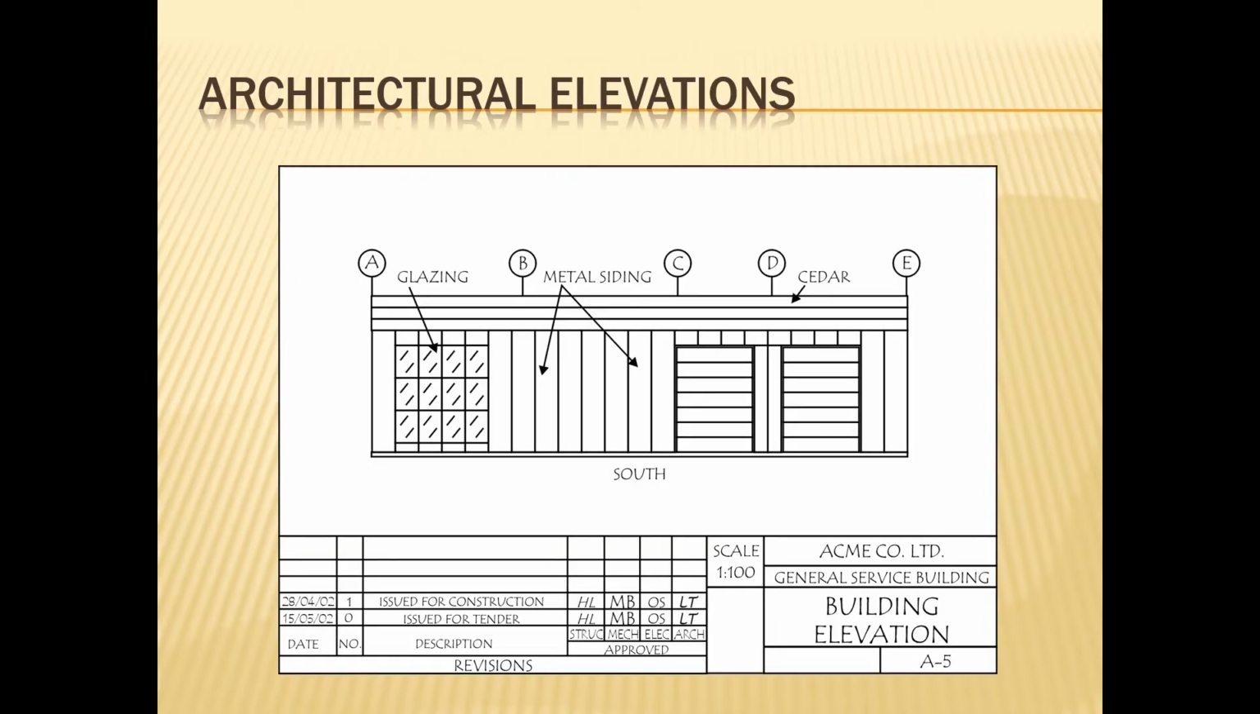The next type of drawing we have is the elevation. The architectural elevation would show us our exterior finish. You should notice there are not typically any measurements on these drawings as well. This gives us an idea of what the overall look of the building is going to be, and we can also use this information to determine what type of materials we might need in different areas.